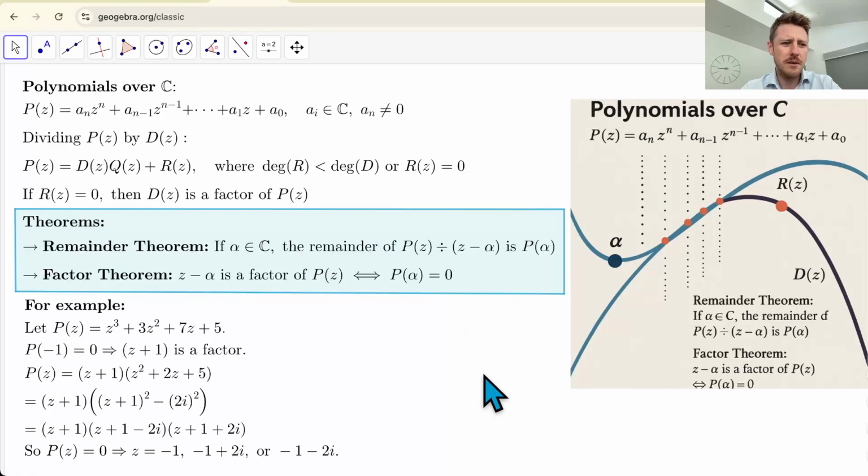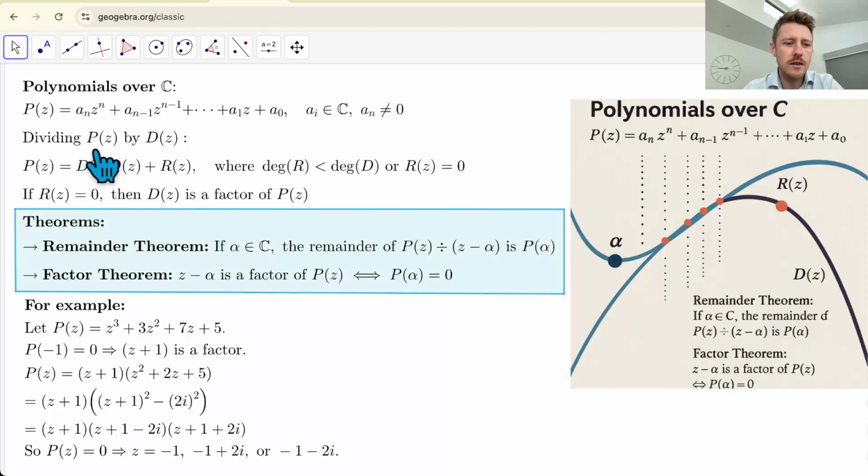So when we're talking about polynomials over the complex numbers, what we have is just our general polynomial, p of z. We've got these coefficients a sub n, a sub n minus 1, all the way to a naught, and they can be complex coefficients, which is what makes this a complex polynomial. And obviously the first term isn't zero. So we can also say a lot of similar things to just dealing with numbers in real number land.